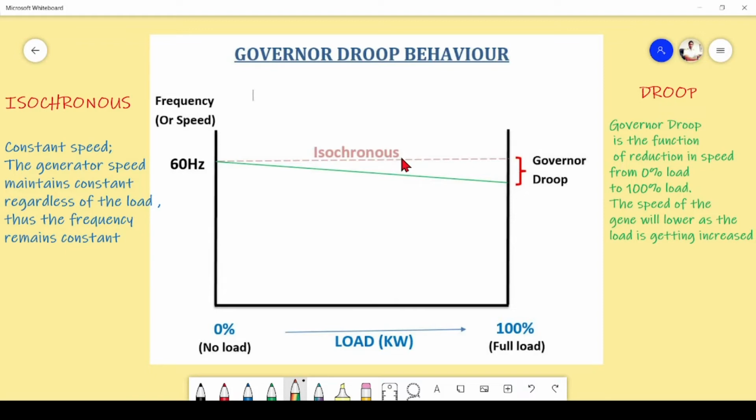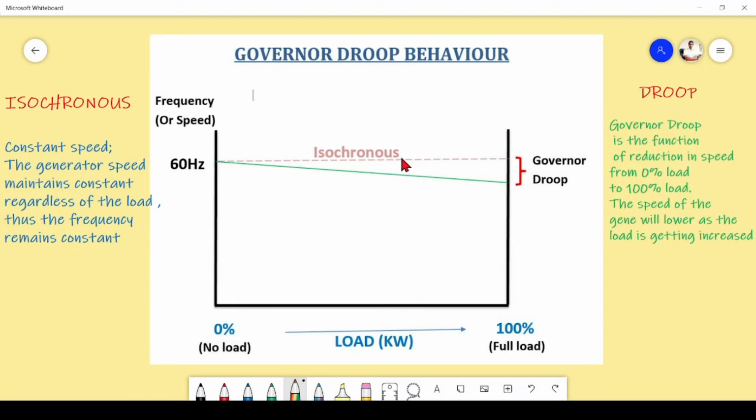Think like your emergency generator. The emergency generator is designed to run alone with all the loads on the emergency bus bar, so it does not need any droop characteristic. Our only requirement is that it has to maintain speed with the increment of the load.